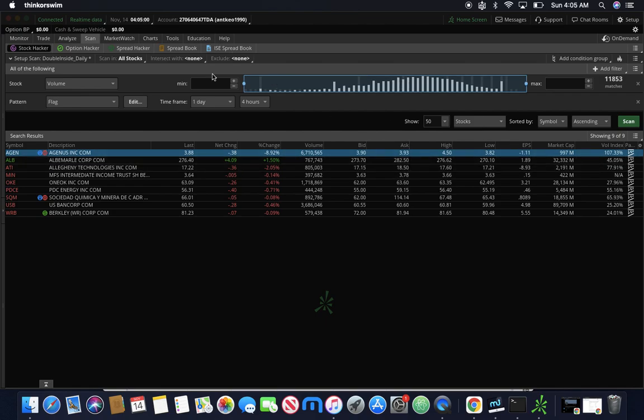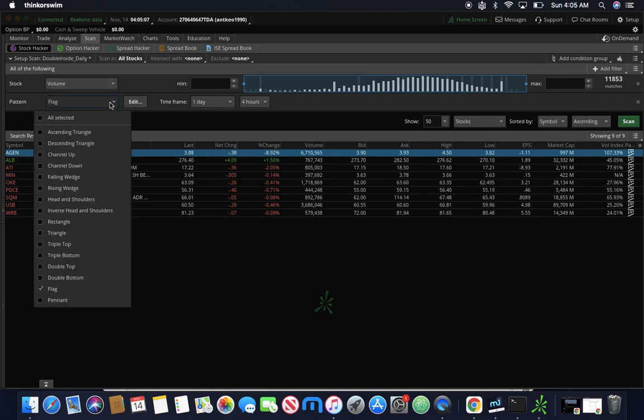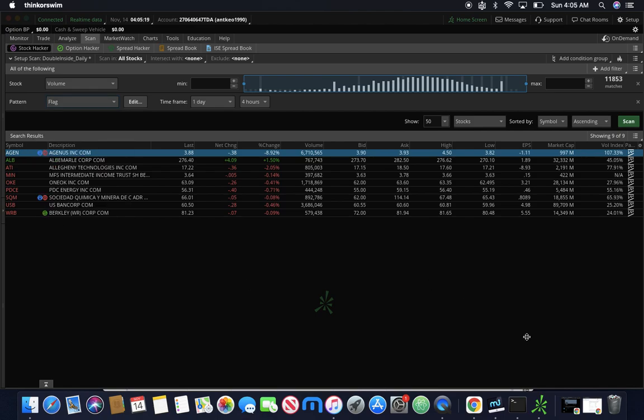and you can set your patterns, your filters, and conditions for what you're looking for. Like you can look for flags, ascending triangles, channel up and channel down, falling wedge, rising wedges. So get yourself a thinkorswim account and use their scanner. So nothing fancy here. That's all I got to say.